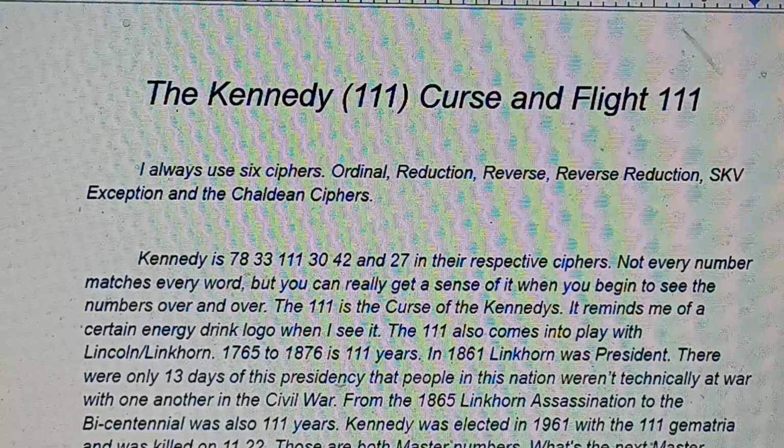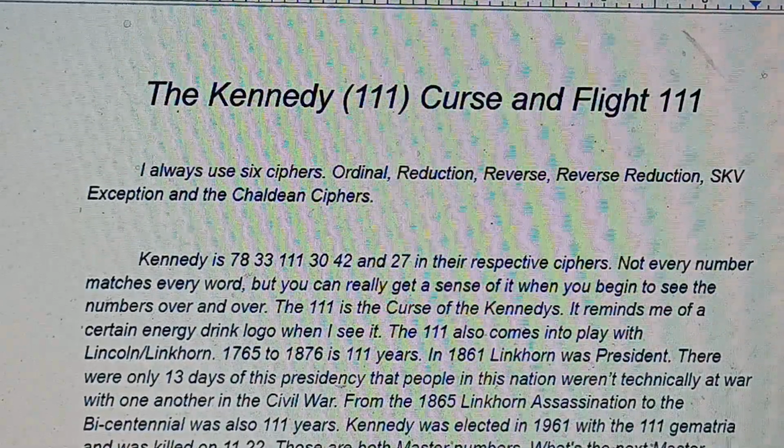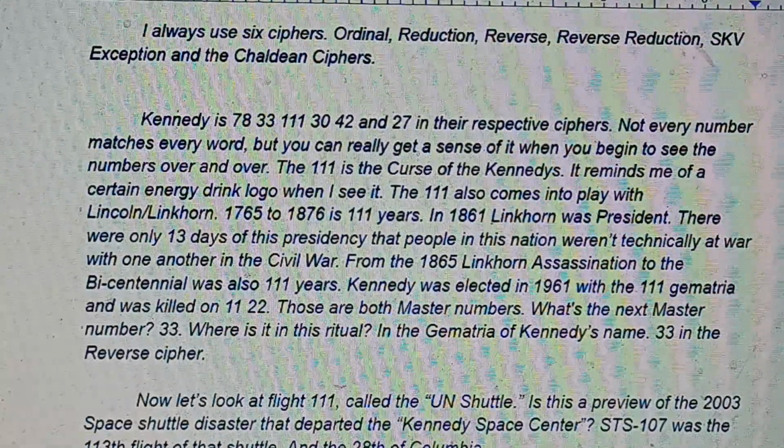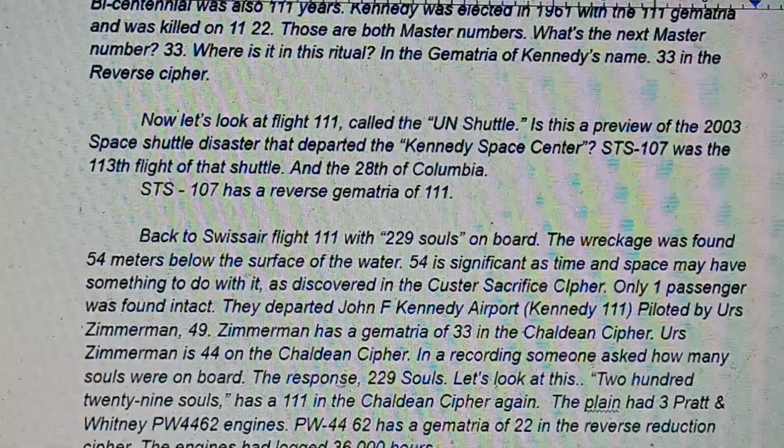Now let's look at Flight 111. What airport did it leave from? Oh, okay, hold on a second. Yes, it was called the UN Shuttle. Let me see. I'll get you to the top of the page with me.